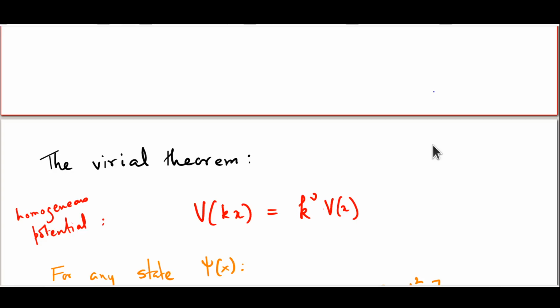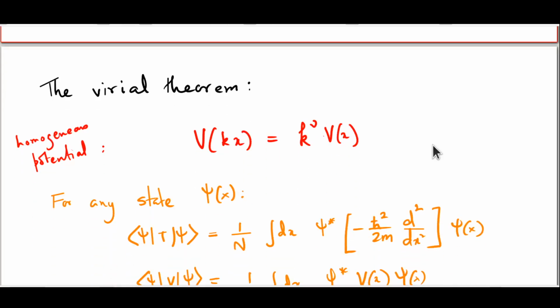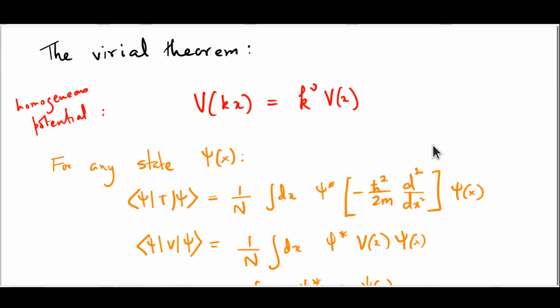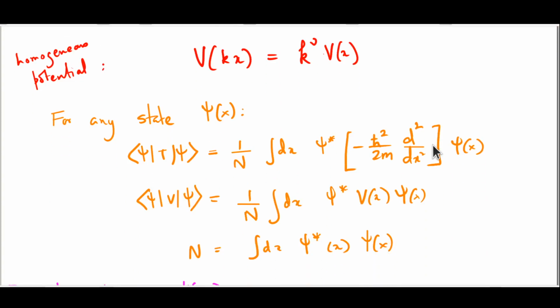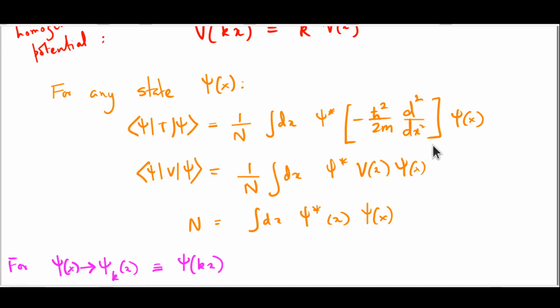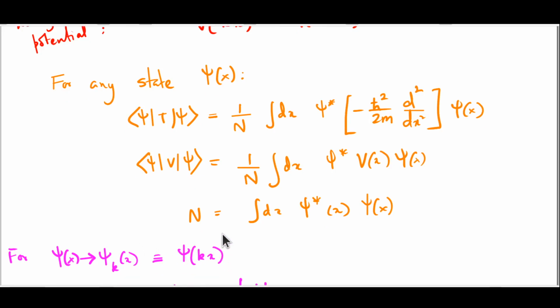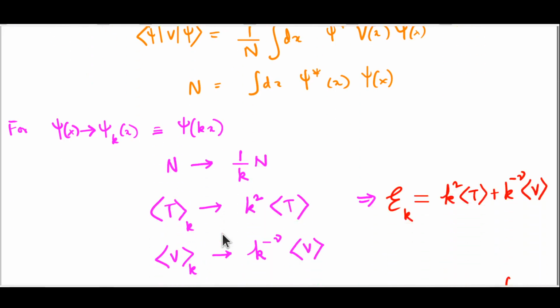Now, for any wave function psi of x, the expectation value of the kinetic energy and the expectation value of the potential energy are simply given by these very familiar expressions, where n, of course, is a normalization constant. And just by going over from psi of x to psi k of x, where k is a label which I put on the wave function, I now have a family of wave functions which is defined to be psi of kx. So by changing the value of k, I'm going to get different wave functions here.